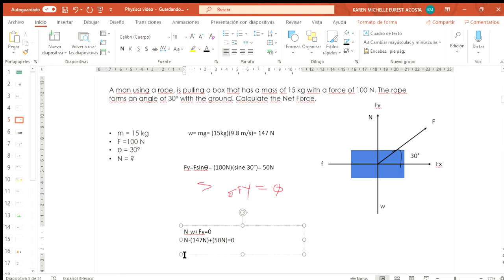And since we only want just the net force, we change all of the values to the other side and change the signs. So we end up with 147 newtons minus 15 newtons. And this gives us as a result that the net force is 97 newtons.